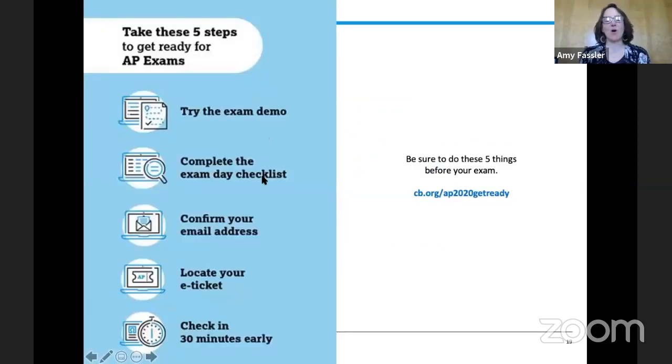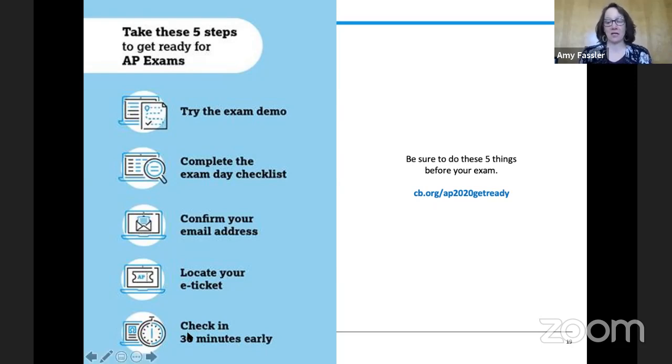And finally, these 5 steps. Try the exam demo, complete that checklist. The list is in that previous link. Really important to confirm your email. You should get your e-ticket 2 days before the exam. So they've left plenty of a window there that if you have any kind of problem, you have time to solve that before the actual exam day, because once that time starts in your time zone on Monday the 18th, it's too late to figure any of this out.